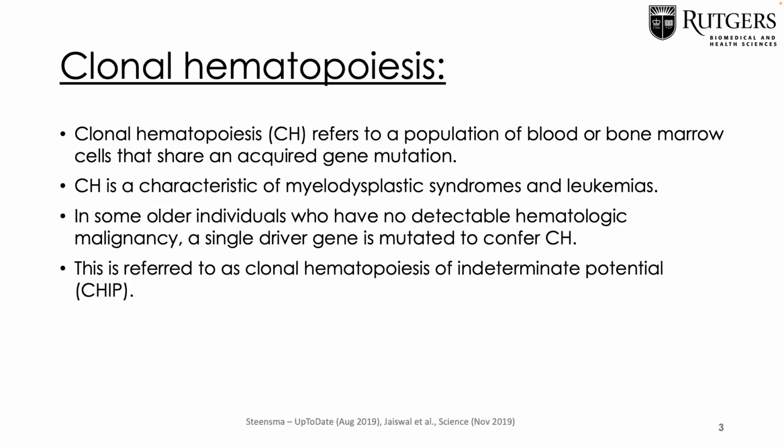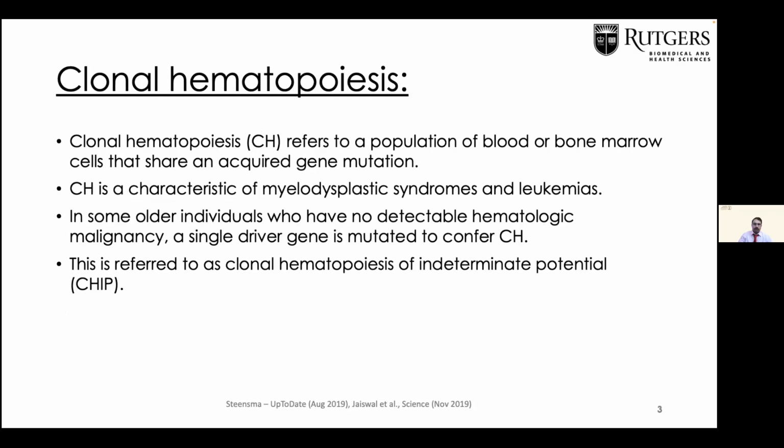So clonal hematopoiesis, or CH, is a population of hematopoietic stem cells that share an acquired gene mutation. This is a characteristic of myelodysplastic syndromes and leukemias, and in some older individuals who have no hematological malignancies, a single driver gene is usually mutated to confer the CH to a set of clones. When this phenomenon happens, it's usually referred to as clonal hematopoiesis of indeterminate potential. CHIP is one of the ways with which clonal hematopoiesis can manifest.